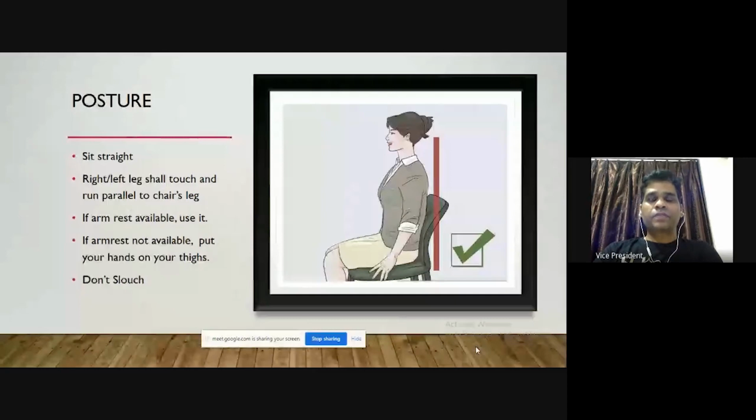Okay, so this posture is very important when you're sitting, when you're going for an interview. That will really help. Try it sometime at home also or in your hostel, and you will find out how helpful it is to you. Okay, can we move to the next slide, please?